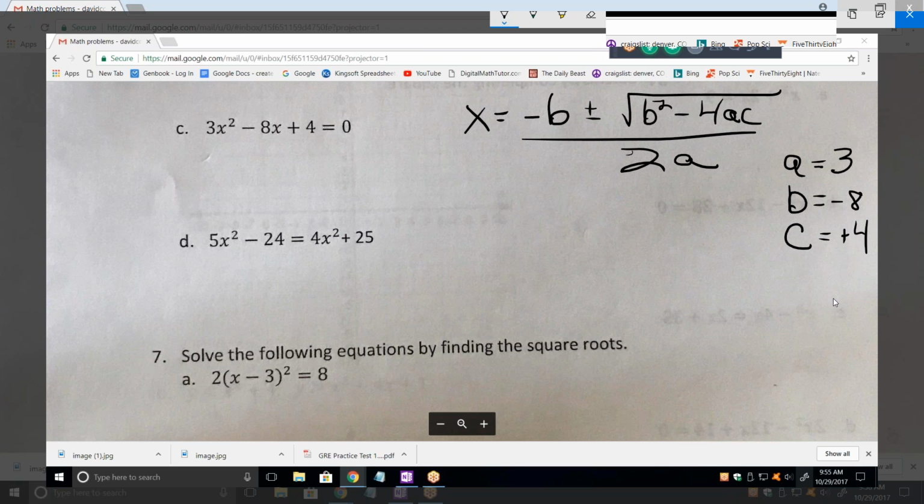Okay? Now go ahead and substitute. Let's come up with an answer. x equals 8 plus or minus the square root of negative 8 squared, minus 4 times... B squared is always going to be positive regardless of whether it's a negative, because negative numbers squared become positive, okay?